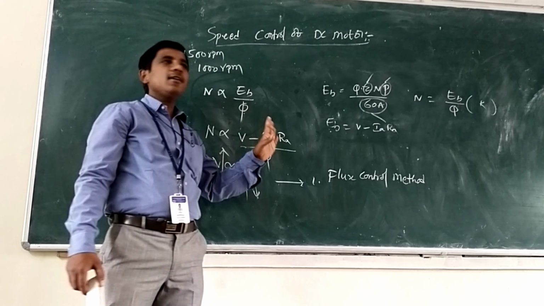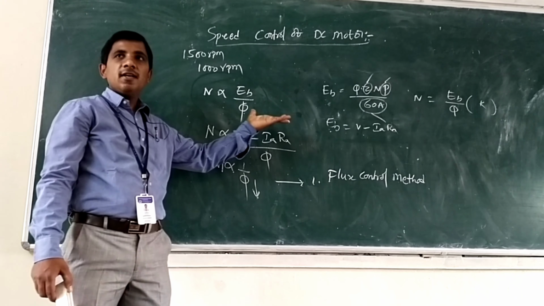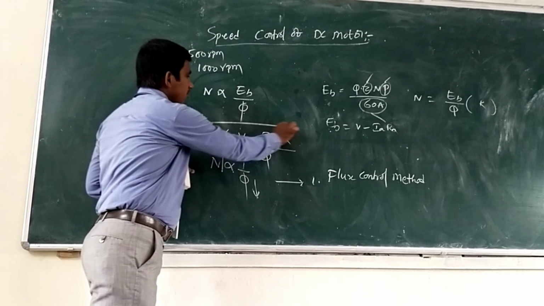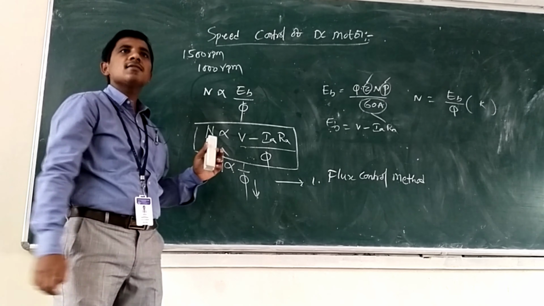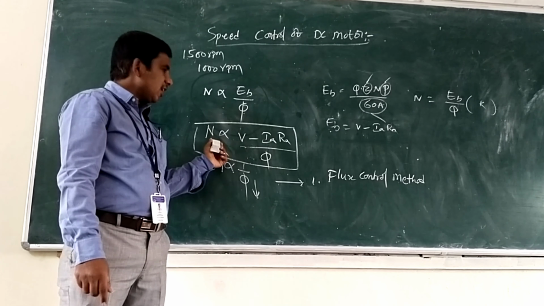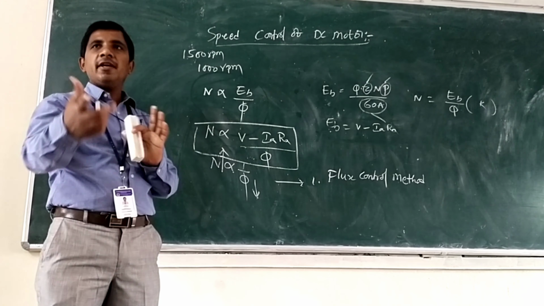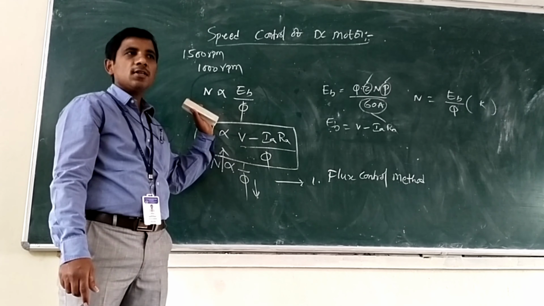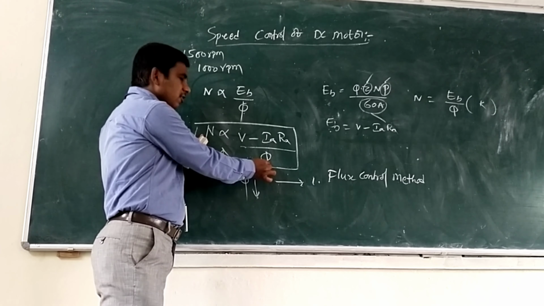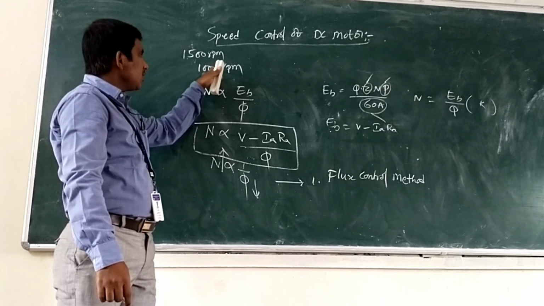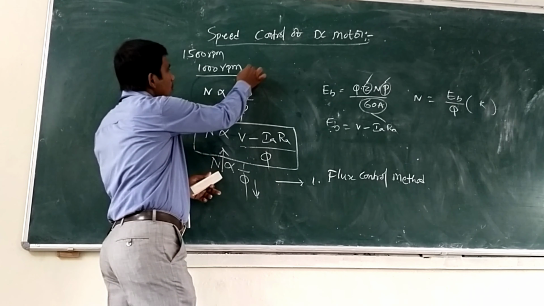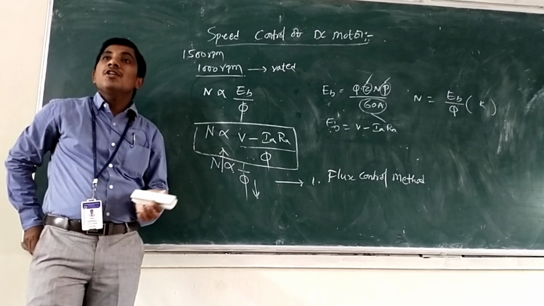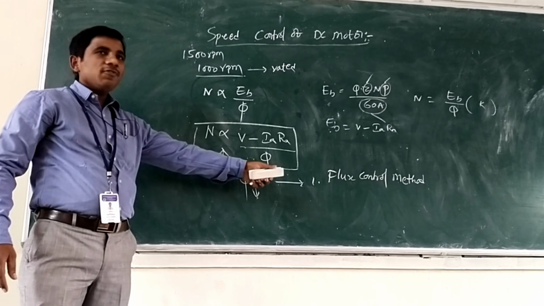To control the speed of a DC motor above rated speed, we use the flux control method. This equation is important. It relates the speed control methods of a DC motor and shows how we can vary the speed. Speed is inversely proportional to flux. Rated speed is the maximum speed of a motor. If you want more than that speed, we have to go for the flux control method.